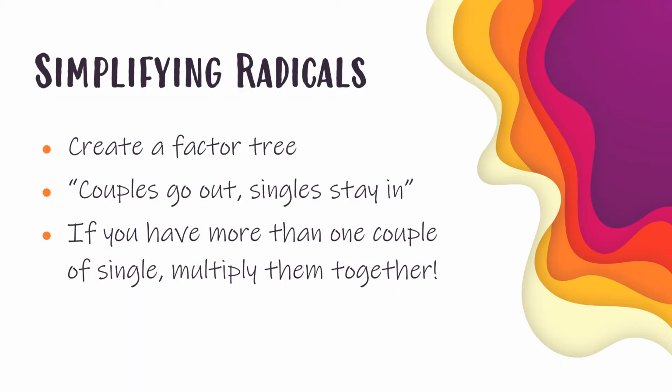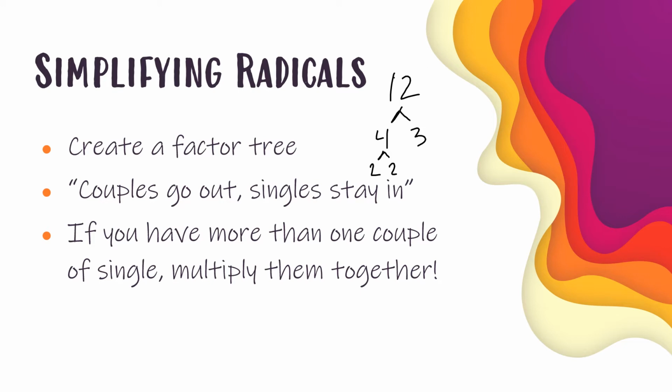So to simplify a radical, we are going to first make a factor tree. And a factor tree is where you're breaking down the number. So if we use an easier number like, let's say 12, I can break that down into 4 and 3. And then I can break the 4 down a little bit further into 2 and 2. Okay, so you're breaking down each number as far as you can go.